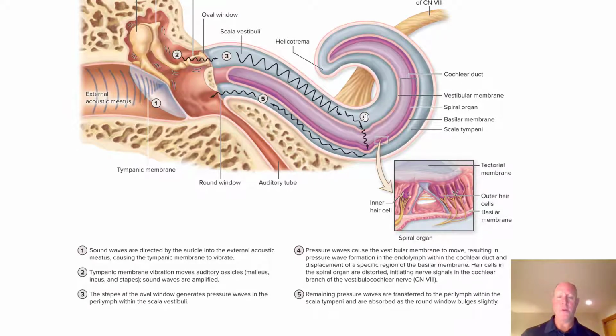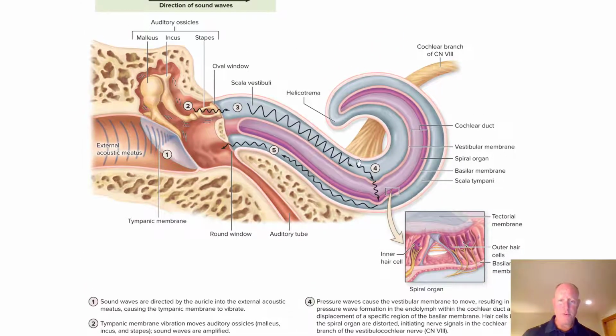And then we get to step 4, where the pressure waves cause the vestibular membrane to move, resulting in pressure wave formation in the endolymph. Okay? And then with the cochlear duct and the displacement of a specific region of the basilar membrane, hair cells in the spiral organ, this being the spiral organ here, are distorted, and that initiates nerve signals to the cochlear branch of the vestibulocochlear nerve, which is CN8.